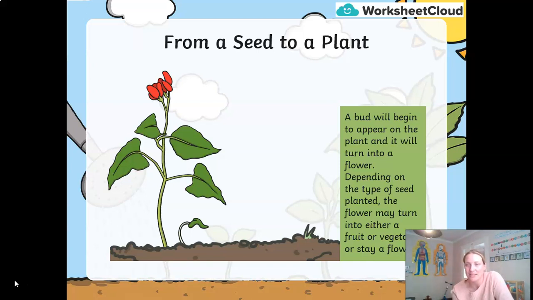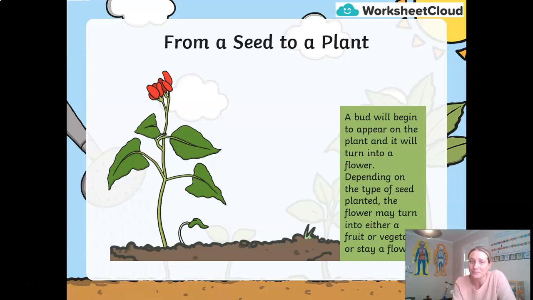Now, after a few more weeks, and in some plants even longer, a bud will begin to appear in the plant, and that will eventually turn into a flower. Depending on the type of plant, the flower may even turn into a vegetable if you're lucky. In the case of those tomatoes that I've said to you to go and plant, they'll start to flower, and then they'll turn into tiny little green balls, then they might go orange or yellow, and then eventually into the red tomatoes that you love to eat.